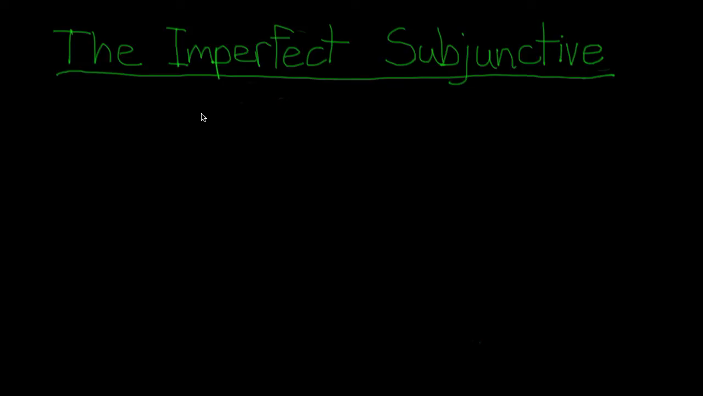Hi, and congratulations on making it to the imperfect subjunctive. Imperfect here meaning really more past. In fact, that's a better name than the imperfect, because imperfect implies there's a preterite subjunctive, which there isn't. Don't worry about that. So imperfect subjunctive just means subjunctive in the past tense.